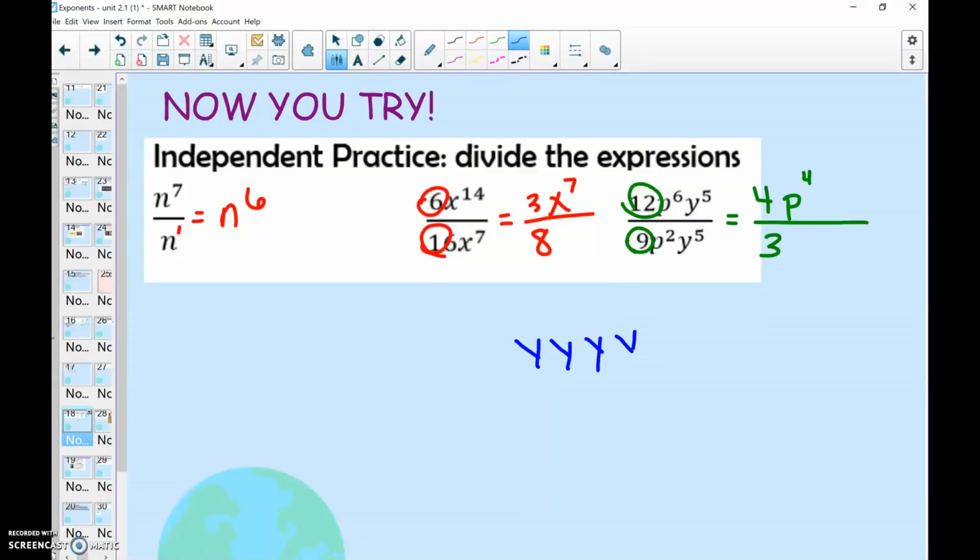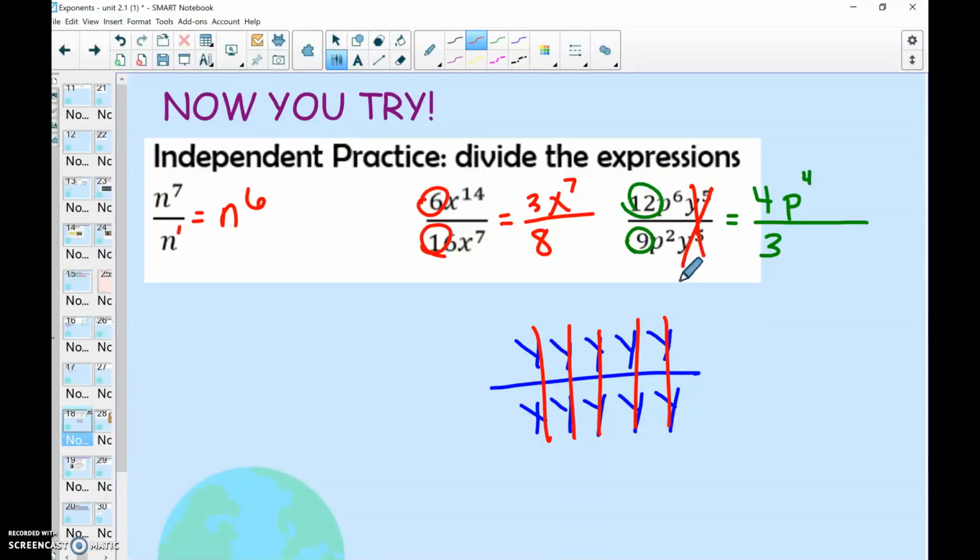If I was to write that whole thing out, it would look like this. And because there's the same amount top and bottom, they all cancel out, which means this is gone. It really equals the number 1, but if I write that there, it's kind of unimportant. 4p to the 4th times 1 is really just 4p to the 4th, so I don't need the 1 there. So there's your answers for that first group.